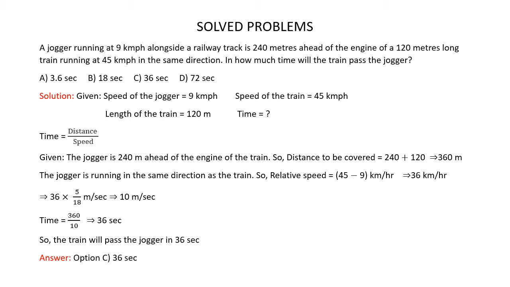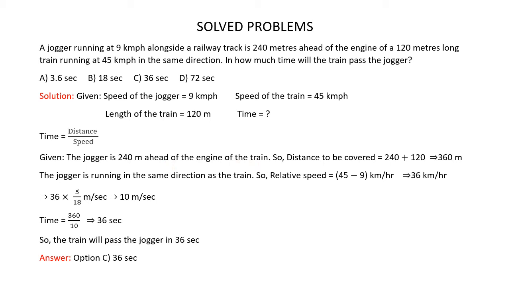Now it's given that speed of the jogger is 9 kilometers per hour. Speed of the train is 45 kilometers per hour. Length of the train is 120 meters. We are asked to find in how much time the train will pass the jogger completely. Now we know that time is equal to distance divided by speed. It's given that the jogger is 240 meters ahead of the engine of the train.